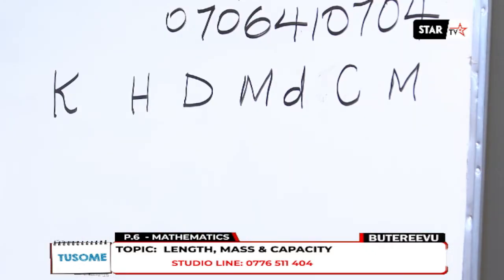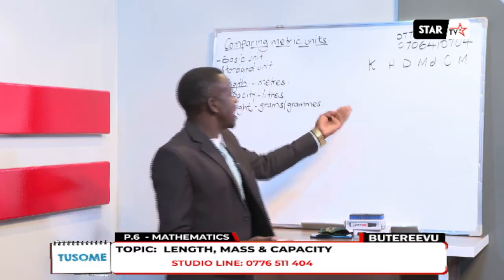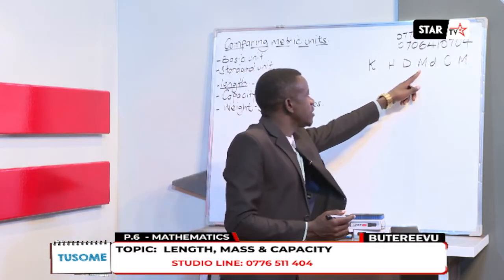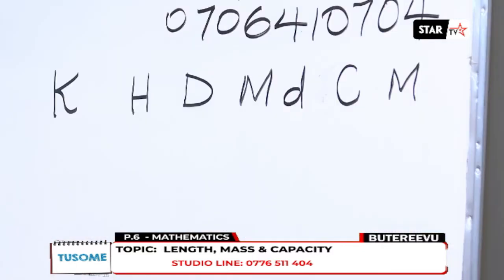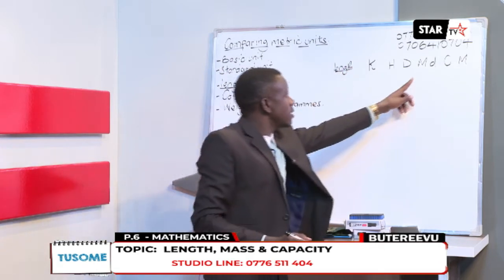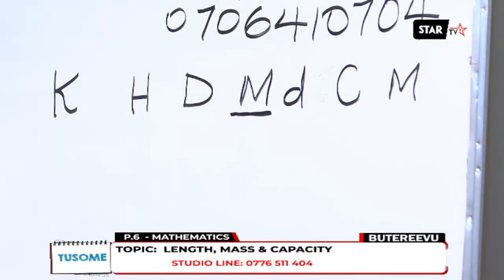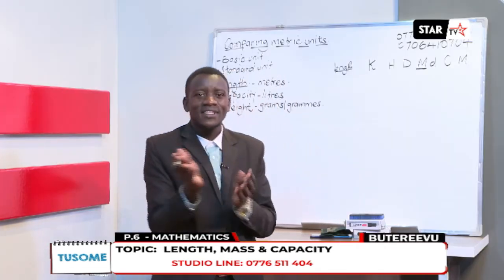I have capital D and small d. What could be the difference? I know you are guessing out. We have been looking at this from P3, even P1. So let's have this. If I'm dealing with length, I will have, in the middle here, the units for length as one of the basic or the standard units. Take a look.